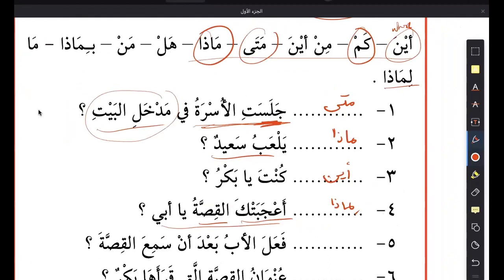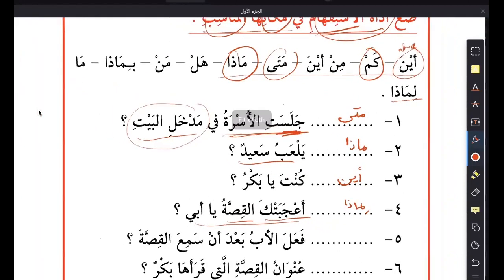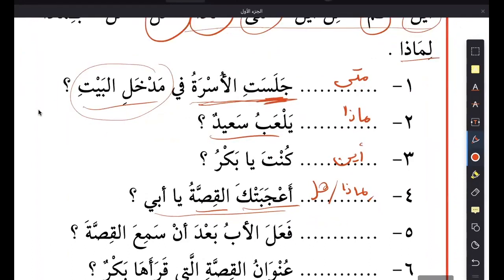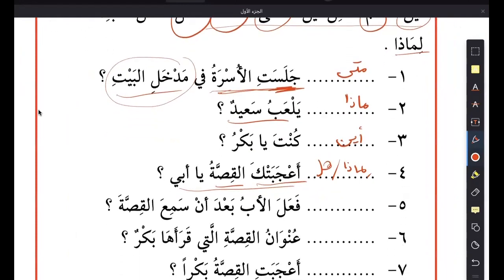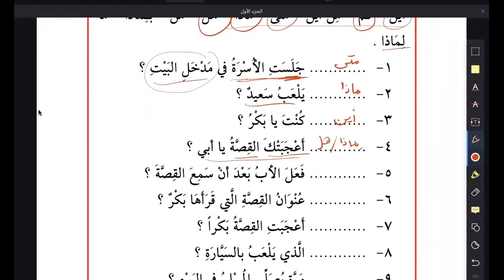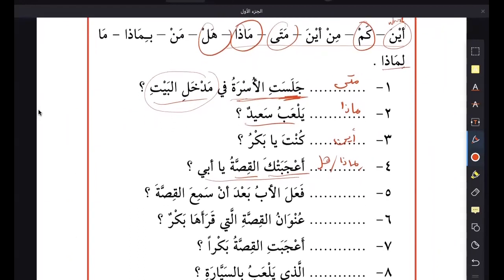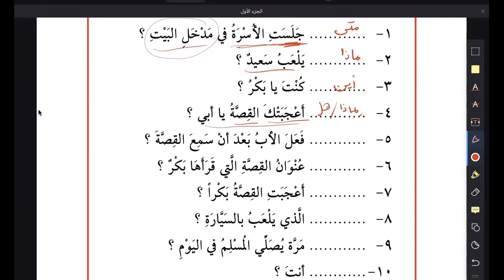Limada means why. Why did the story please you? You can also use hal. You can also ask: Hal ajabatka al-qissatu ya abi. Did the story please you? Okay, that will also work. I'll leave the rest for you. Inshallah, I think you can do them and you will find them very useful and very, very interesting.